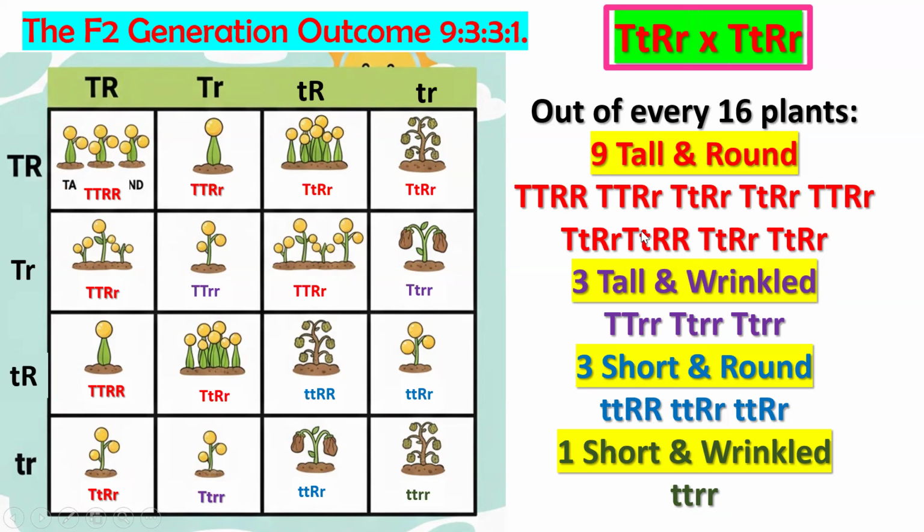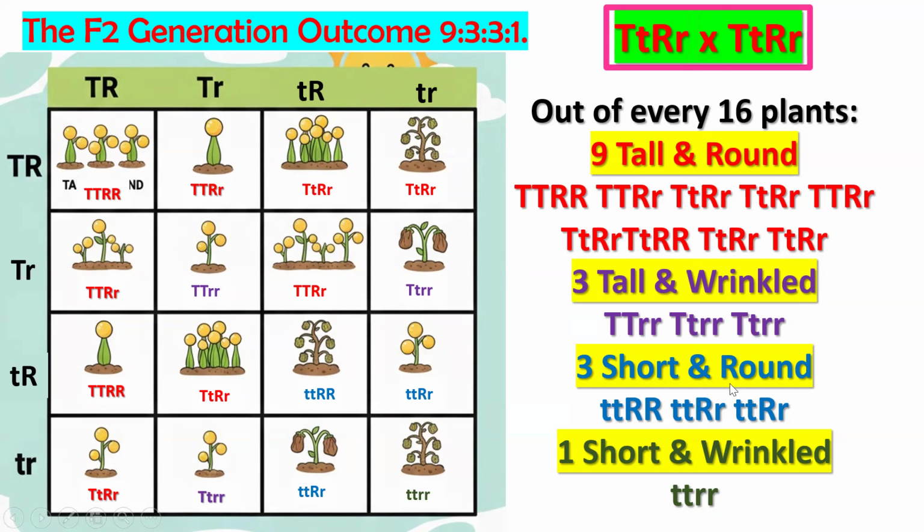So what is the outcome? Here we are getting 16 plants, and out of the 16 plants, 9 are tall and round. 9 tall and round means all of them have capital T and capital R. That's why all became tall and round. And for tall and wrinkled, to be wrinkled there should be 2 small r. So we can see all of them have 2 small r.